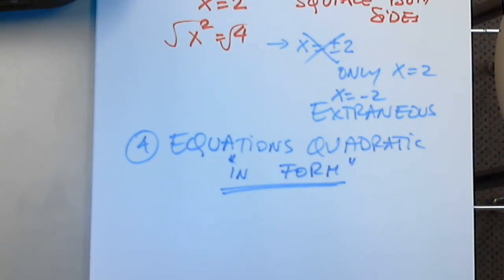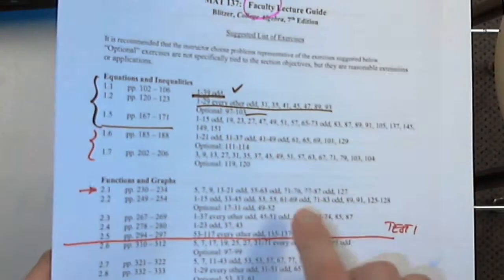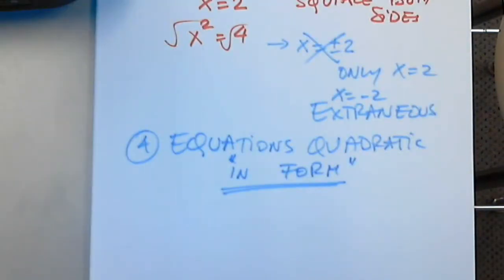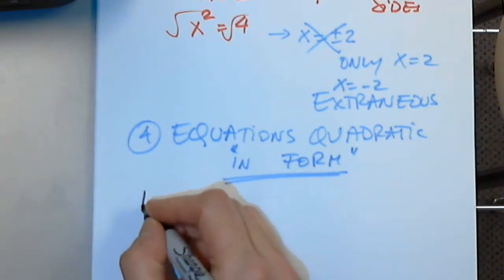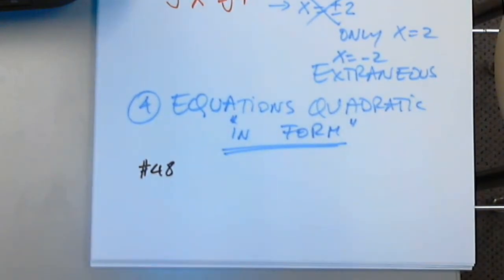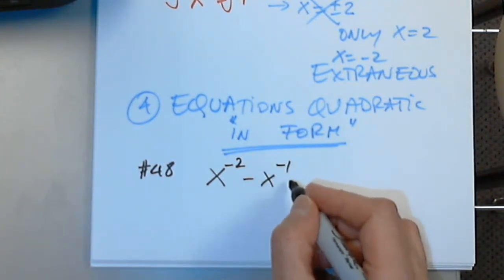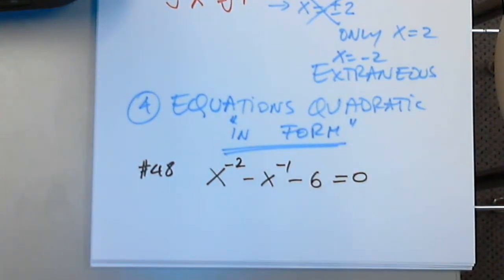So again, I'm on the same page 185, and I am looking at these problems, 41 through 49. Let's say I'm going to pick 48. I'm picking even number problems so you can work on the odd number problems. x to negative 2 minus x to negative 1 minus 6 equals 0.